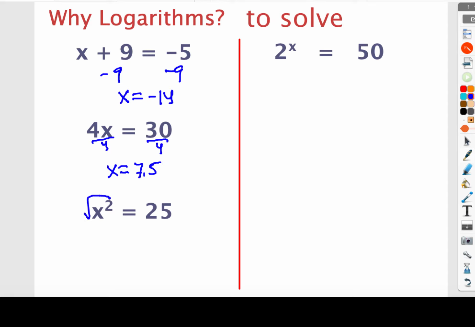And again, the same thing. If we take the square root on both sides, x equals, now we do have to be a little careful with that one. Don't forget the plus or minus, but we'll get plus or minus 5. Problem is on the right side, 2 to what power equals 50?